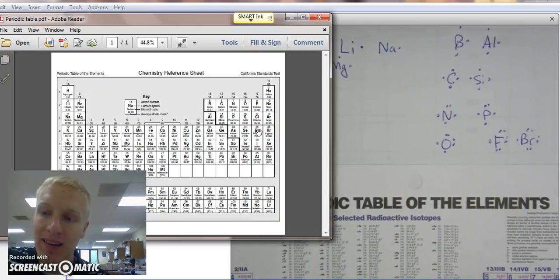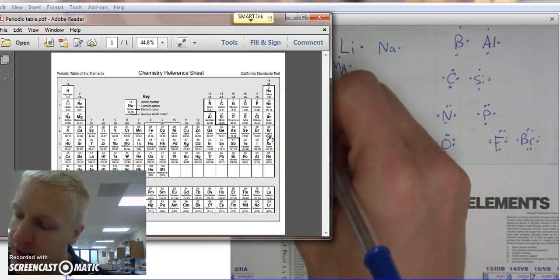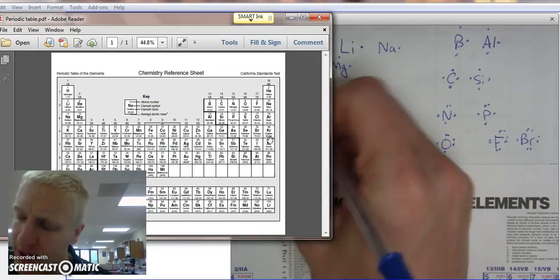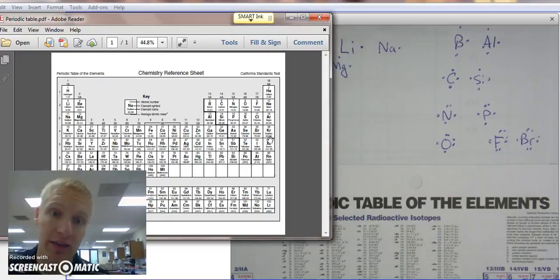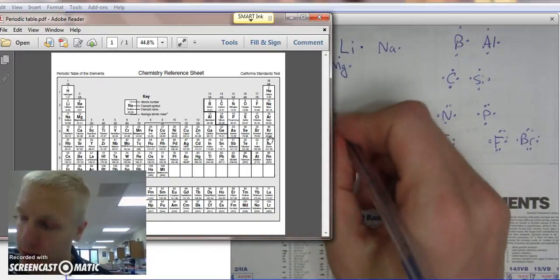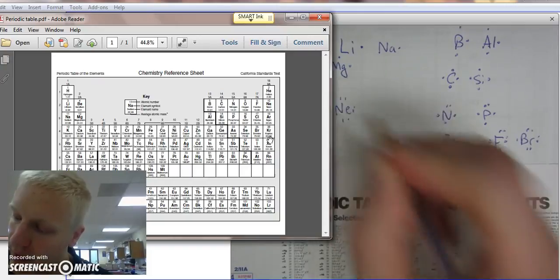So basically, all of the elements in this column have 7 outer electrons, and then the noble gases have 8, which is why they are inert. They do not bond very much. Let's say they have a full octet because they are satisfied. They have 8 outer electrons. Another one would be neon, 1, 2, 3, 4, 5, 6, 7, 8.